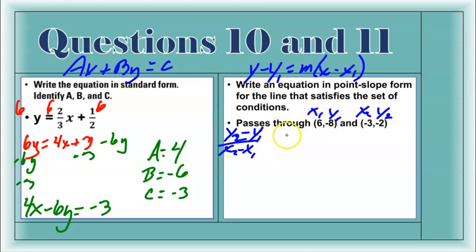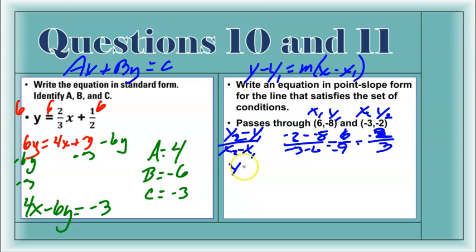So we would have negative 2 minus a negative 8 divided by negative 3 minus 6, which will give us 6 divided by negative 9, which will give us a negative 2/3. So if our slope is negative 2/3, I'm going to pick a point. It doesn't matter which point I choose.